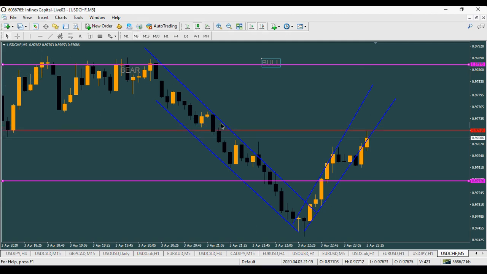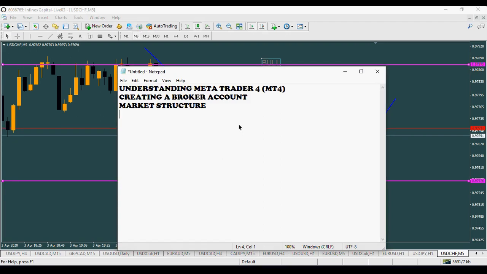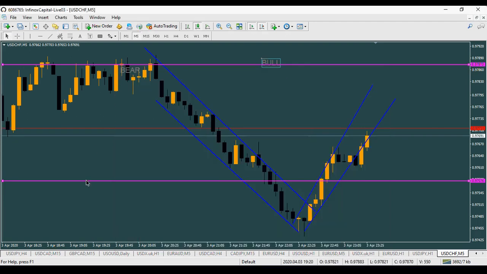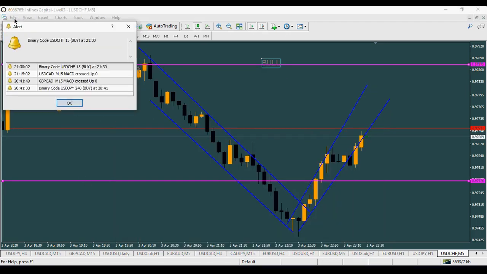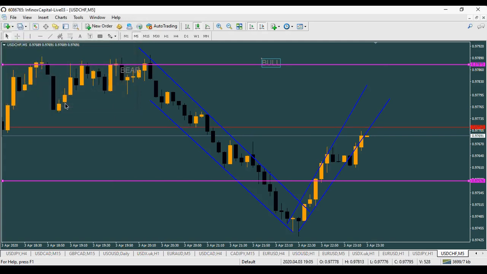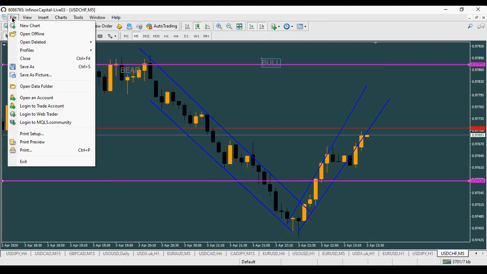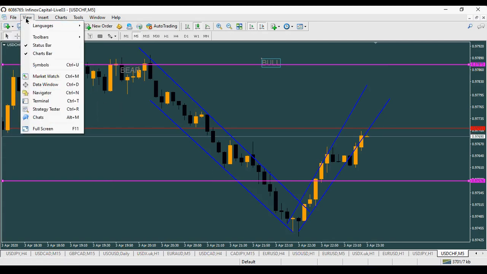All right, so let's move forward. So, understanding MetaTrader 4. So beautiful. Now, let me just talk more on the MetaTrader 4. Then we'll move to the next topic. Now, of course, you know, we have the file here. You have your files here. You have all the things I've showed you: market watch, data window, navigator, terminal.